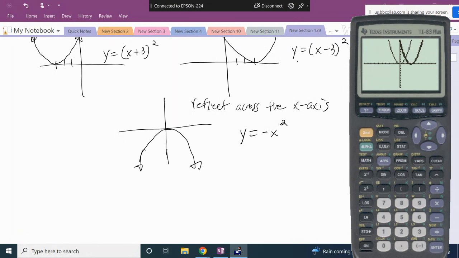All right, so we're just going to verify that with the calculator. I'm going to go to y sub 2, clear that out, and put in negative x squared. One thing you want to keep in mind is to make sure that you use the negative and not the minus. If you use a minus, you will get an error when you graph. So now I'm going to graph, and notice we have reflected the graph across the x-axis.